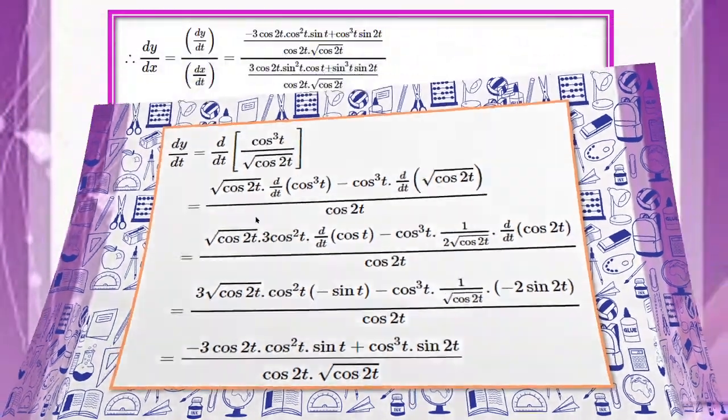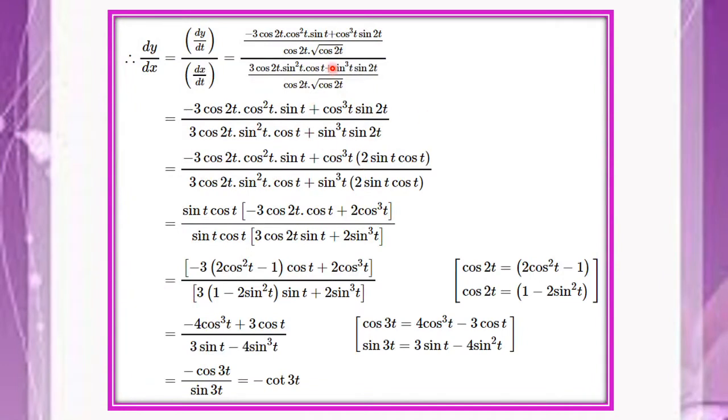Same way, calculate dy by dt. Put both the values in this format. Denominators are same, they will be cancelled. Here in the numerator sine 2t, I am writing it as 2 sine t cos t. Here also 2 sine t cos t. Why? Because after writing in this format, we can take sine t cos t common from the numerator and from the denominator, and they will be cancelled out.